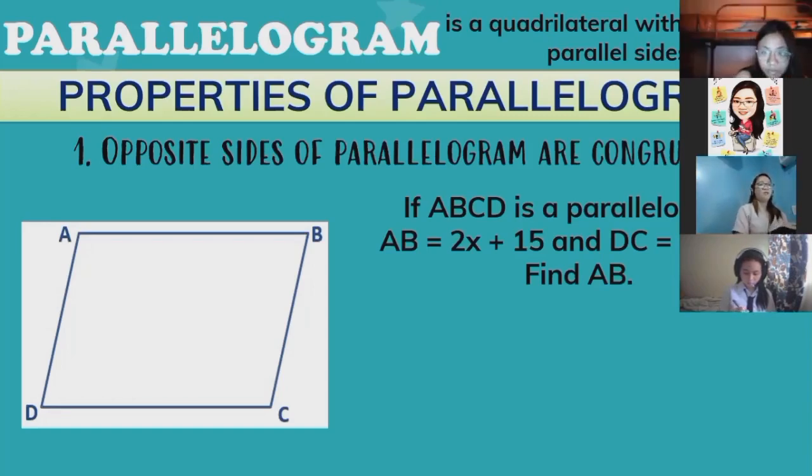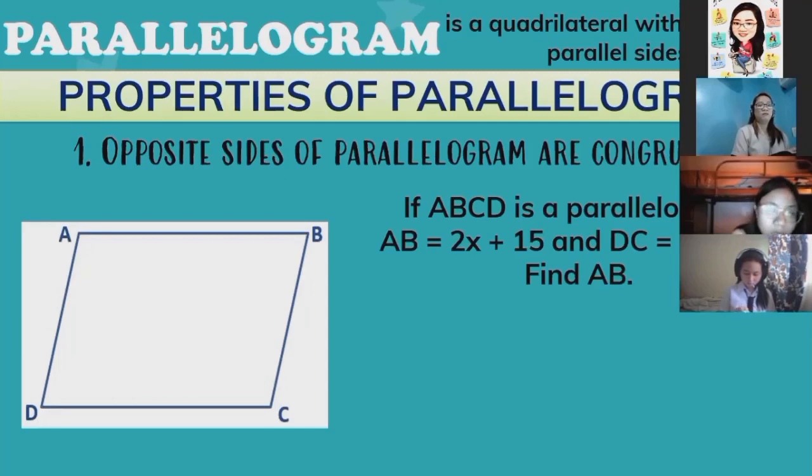Okay, Michelle? 5x plus 4, po, ma'am. 5x plus 4, that's what you think is the measurement of AB. Okay, nice try. But that is wrong, I'm sorry. Who has another answer?